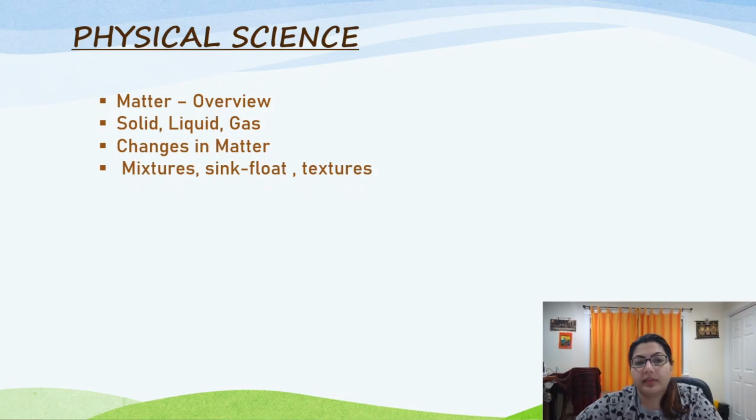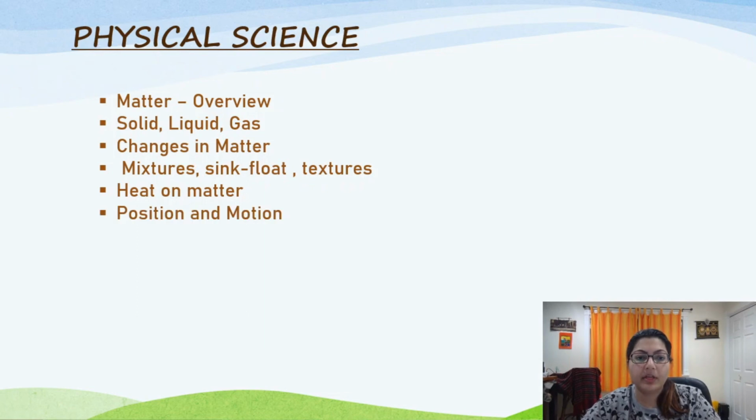Mixture, like all solids cannot be mixed. What can blend, what cannot blend. Oil and water cannot blend. Sink and float, like what are the things that sink and what are the things that float. As well as we'll talk about how the weight of a matter is directly proportional to its sinking ability, and how it's inversely proportional to its floating mechanism. And we'll talk about textures like smooth, rough, and what defines texture. And then we have heat on matter, that will be a part of the changes in matter.